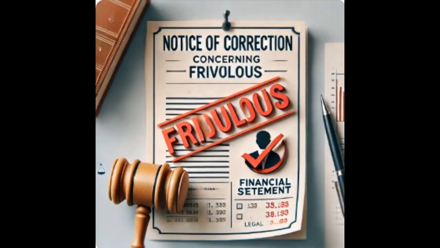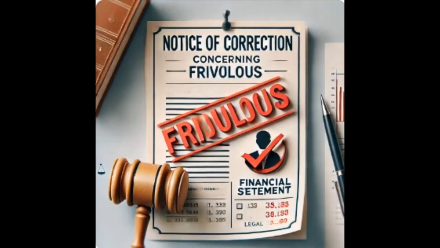Legal and procedural steps to correct a wrongful frivolous designation. 1. Review the basis for the frivolous claim. Obtain the official ruling, letter, or decision where the term frivolous was used. Identify the legal reasoning or procedural justification provided for the classification.